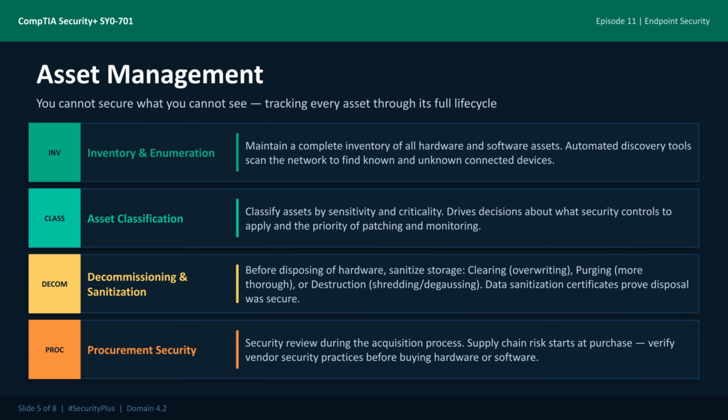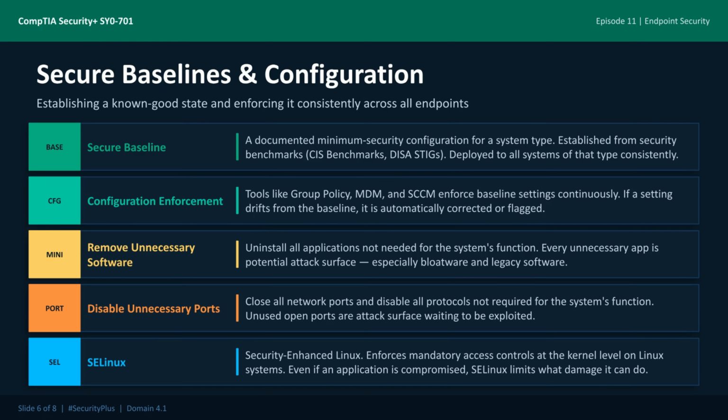This includes maintaining a complete inventory, classifying assets by risk, securely sanitizing data on decommissioned hardware, and integrating security reviews into the procurement process. Security baselines are minimum configurations based on best practices. Configuration enforcement tools automatically correct any drift. To harden a system, remove unnecessary software and disable all unused network ports and protocols. SELinux enforces mandatory access controls on Linux.